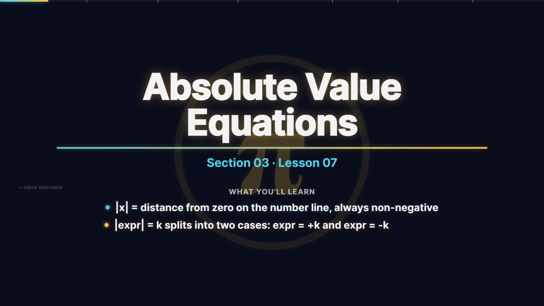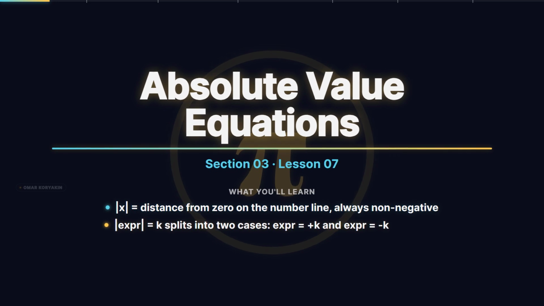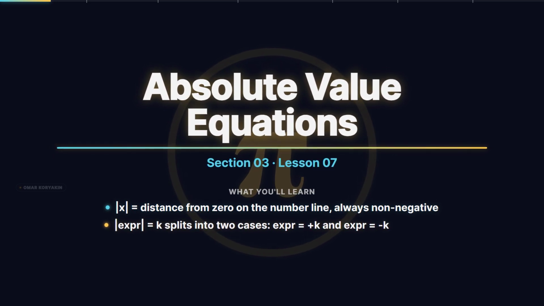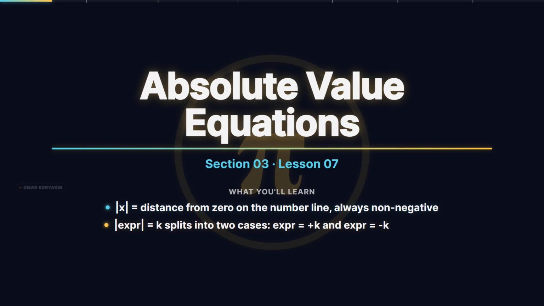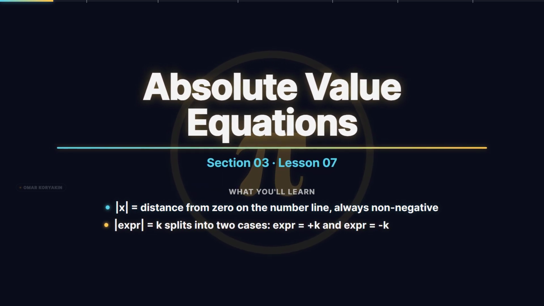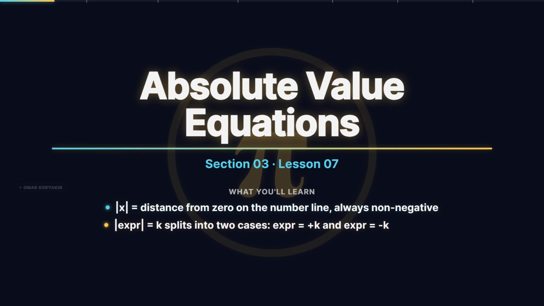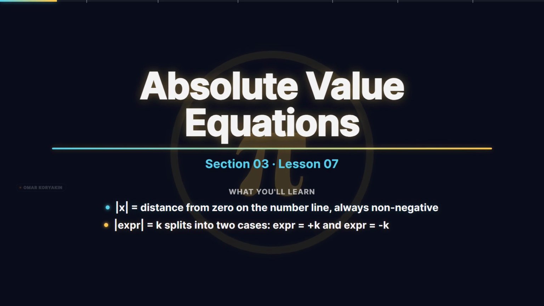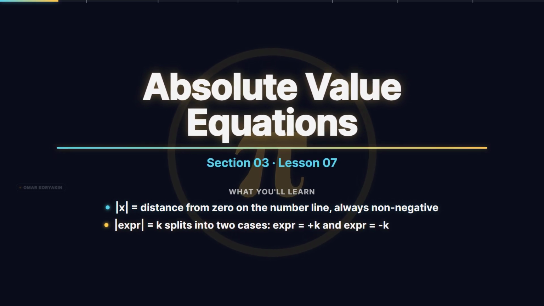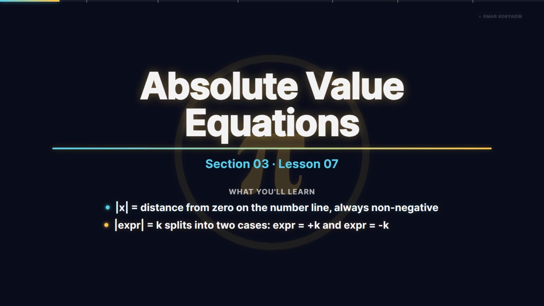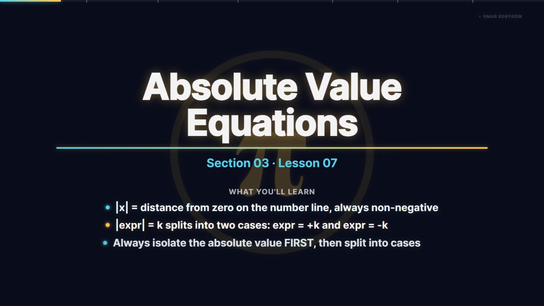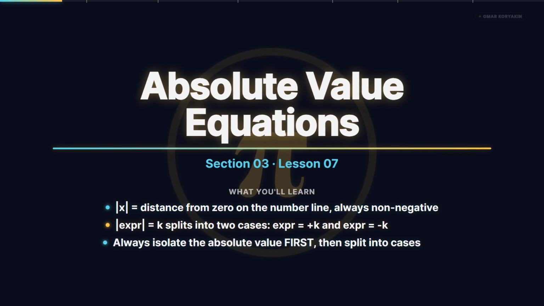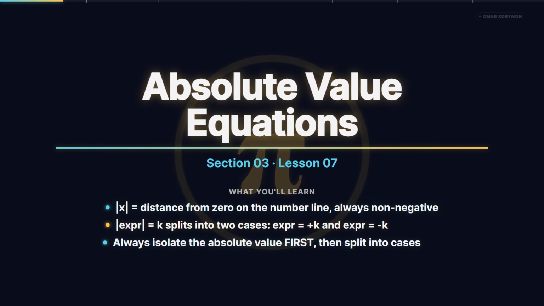The case split rule for an equation of the form absolute value of expression equals k, where k is a positive number, splits into two cases. Case 1 is expression equals positive k. Case 2 is expression equals negative k. The split happens because the absolute value operator hides the sign of its input, so any value that is k units away from 0 satisfies the equation. Both cases must be solved separately, and the final solution set is the union of the two case solutions. This is the only structural change from the equation solving you already know.